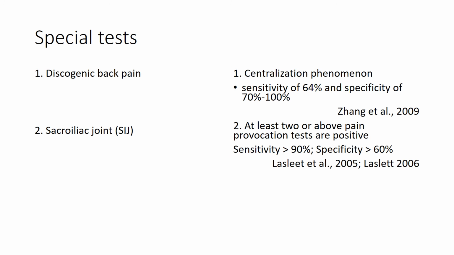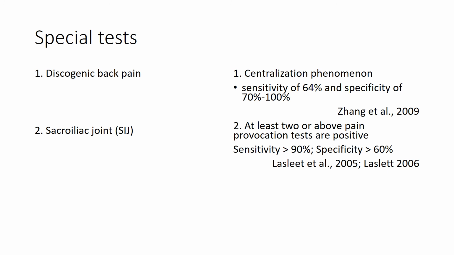Even for named special tests, those are not very fancy at all. I cannot think of a lot, but mainly two. For discogenic back pain, especially acute, if they have referral pain, you can look for any centralization phenomenon. This phenomenon was proposed by the McKenzie approach, Robin McKenzie.